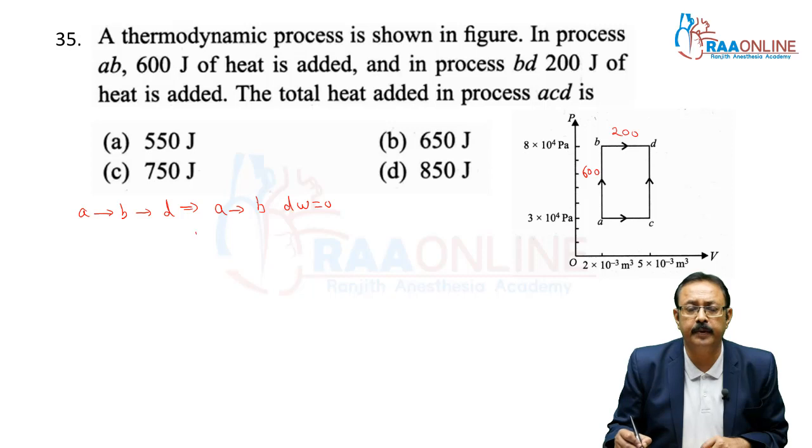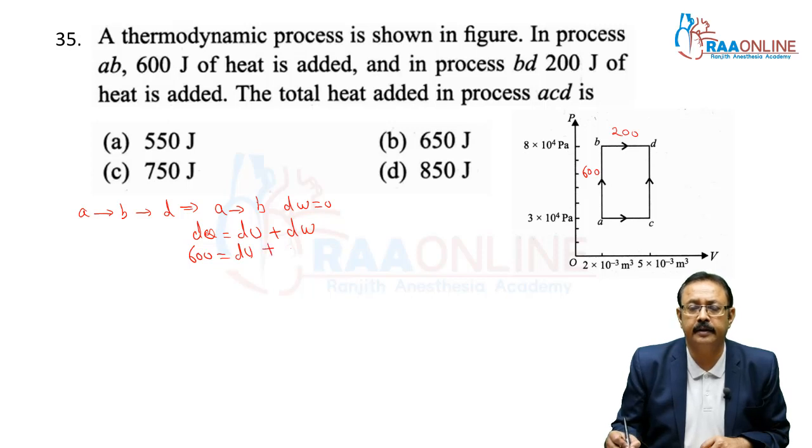So dQ should be equal to dU plus dW. What heat are we supplying? 600. Work done is 0. So dU is 600. Now we are moving from B to D.